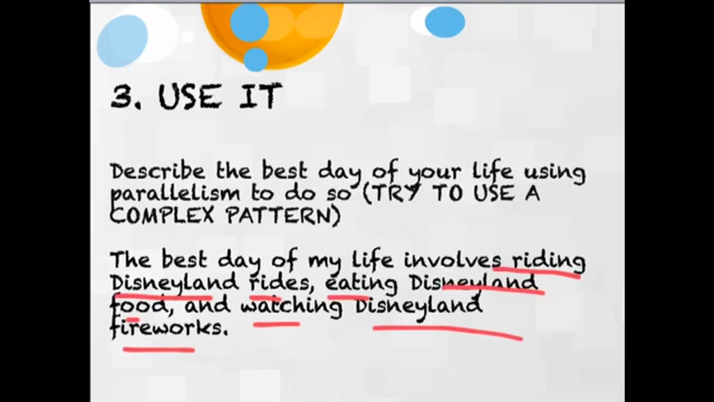So the pattern here is pretty obvious. I've got the verb riding, then Disneyland rides, then the verb eating, then Disneyland food, and then the verb watching, Disneyland fireworks. This is just one way in which you could describe the best day of your life. Again, just check to make sure that the pattern you created repeats correctly. And if you're still not sure, maybe call your teacher over and have them check your parallelism.